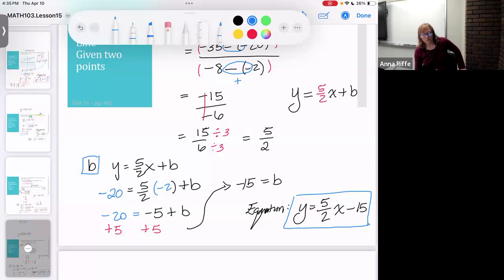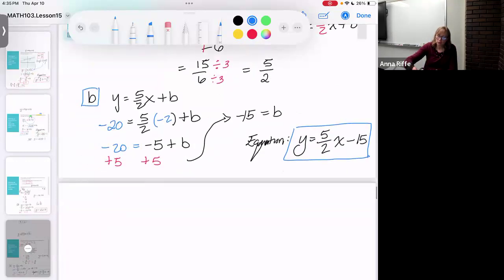Ready? Are you sure? Should it be plus a -15? Good question. So I can write it like that. I can say y is equal to 5/2 x plus a -15.